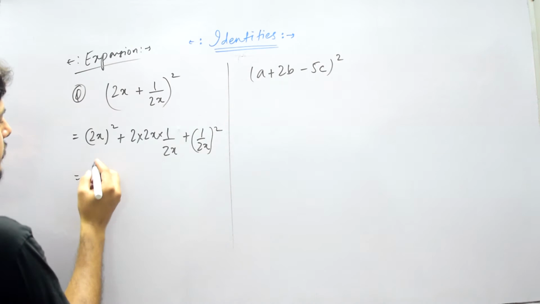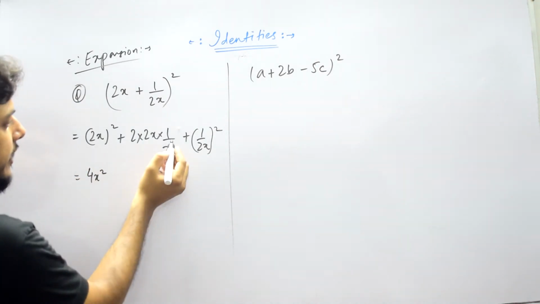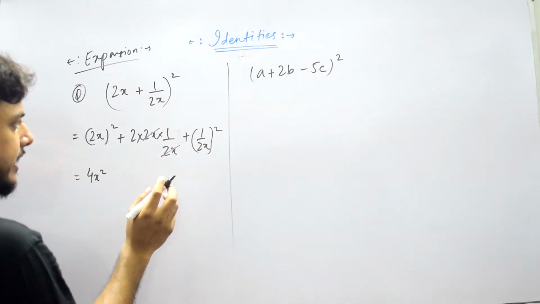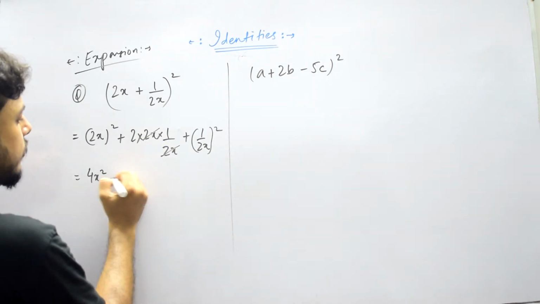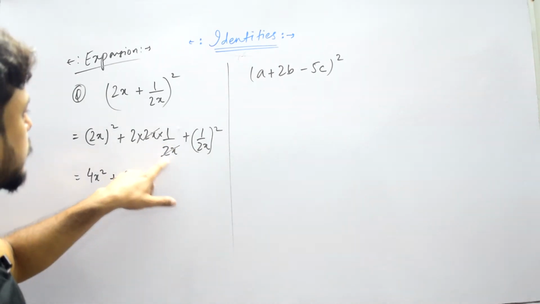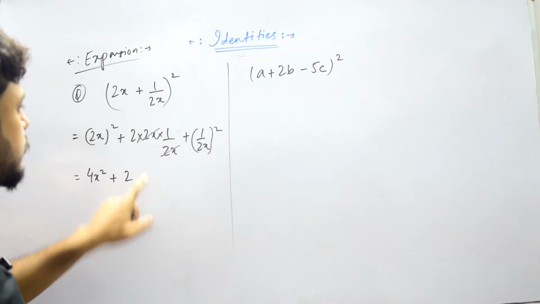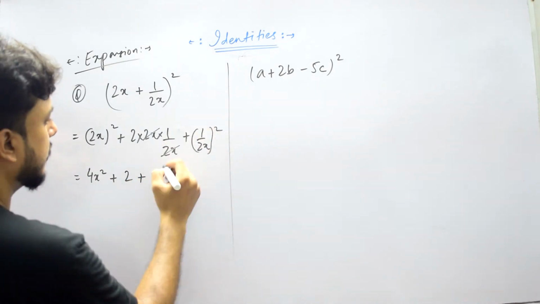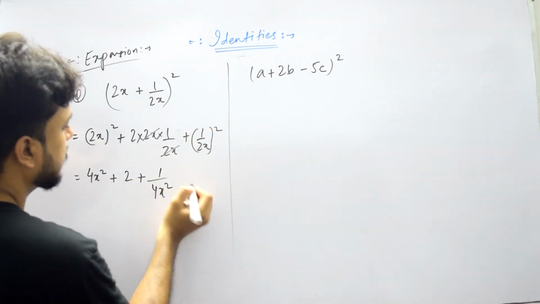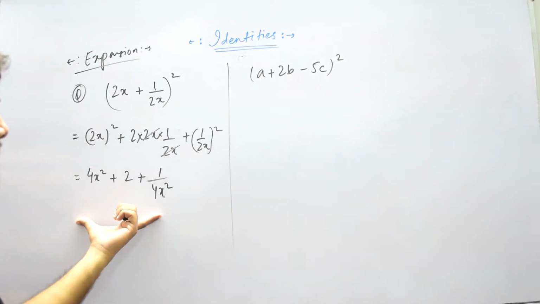Now (2x) whole square is 4x square. Now here you can see that this 2x and this 2x cancel out, so 2 into 1 only, we have here 2. This 2x cancels, 2 into 1 is 2. Plus, now this term is 1 by 4x square. So this is my answer, that's it.